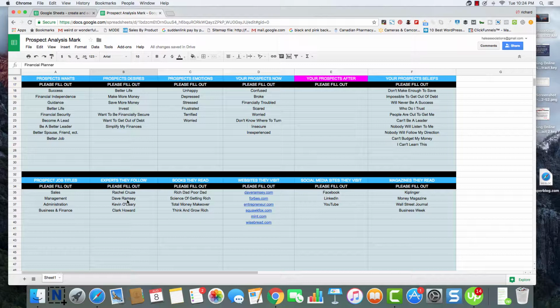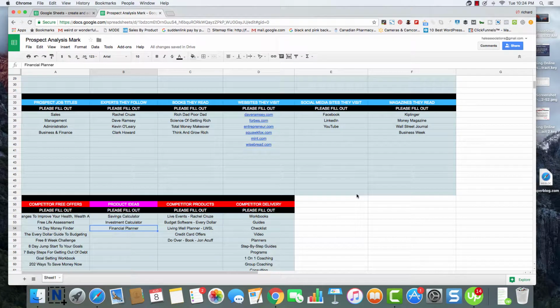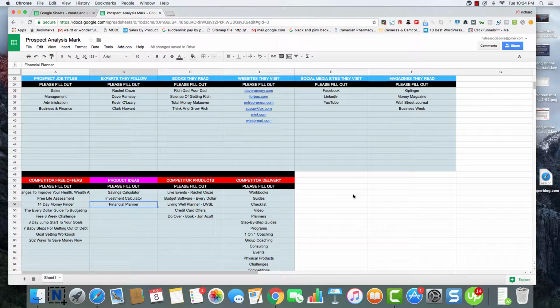And again, not only does it help me with the Facebook ad targeting, it helps me fill out my funnel. And that's why I highly recommend you always start here. Start with your prospect and competitor analysis. We can look at what books they read, what websites they visit, what social media platforms they're on, what magazines they read. You know, the sky's the limit here. And this is simple and easy to do.